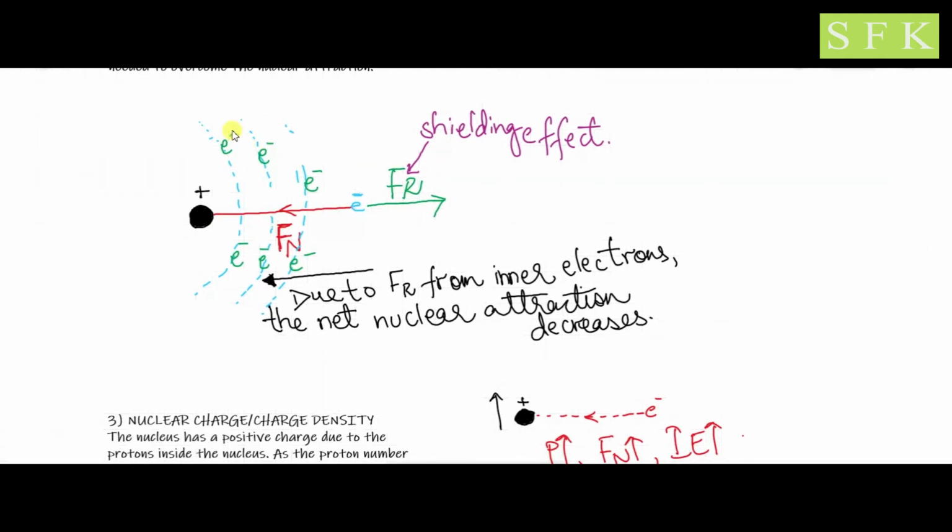Okay, so if I increase the number of shells over here, the number of electrons which provide the shielding effect will increase. So the repulsive force will increase. The nuclear attraction experienced by this blue electron over here will decrease. As the nuclear attraction decreases, lesser energy will be needed to remove this blue electron, and hence ionization energy will decrease.